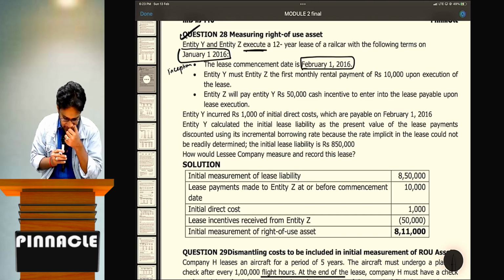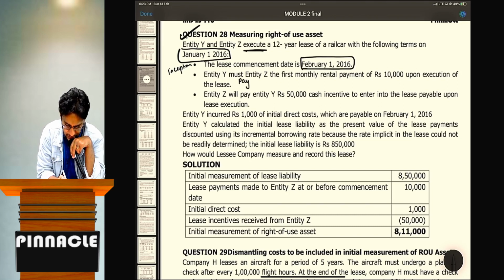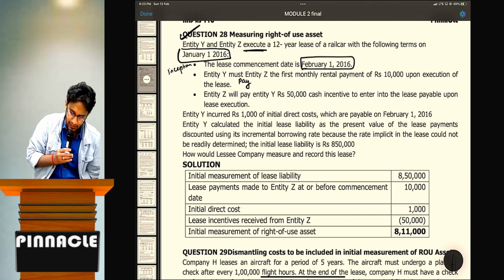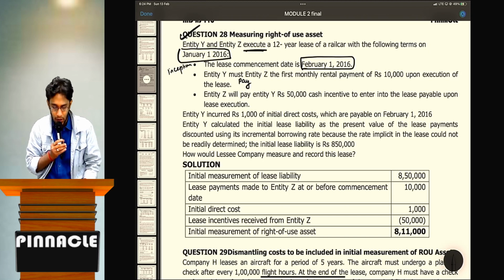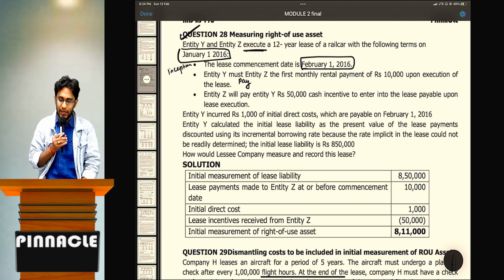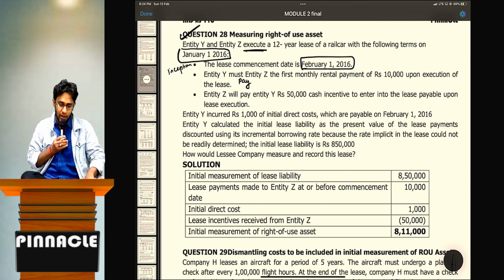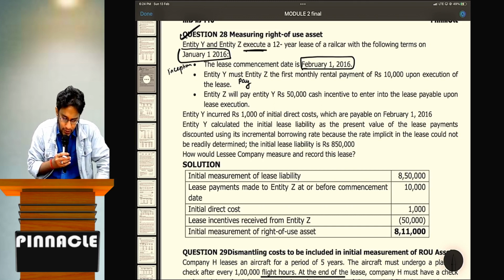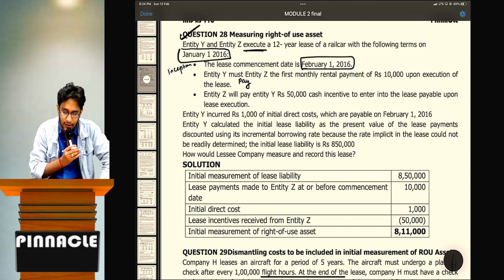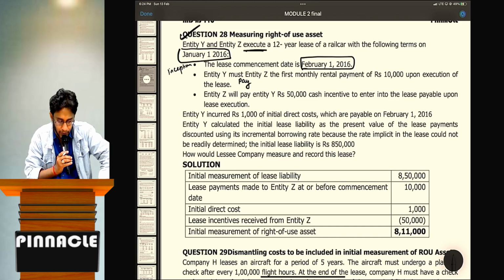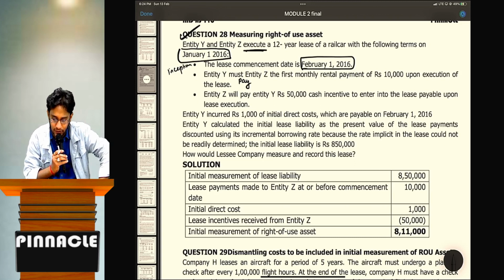Entity Y must pay Entity Z the first monthly rental payment of rupees 10,000 upon execution of the lease. That means on the inception date only, Y has paid an amount of 10,000 as advance rent. Entity Z, the lessor, will pay Entity Y 50,000 rupees cash incentive to enter into the lease, payable on lease execution. That means on the inception date only, the lessor is paying the lessee an amount of 50,000 also. Entity Y incurred 1,000 rupees of initial direct costs which are payable on Feb 1, 2016.